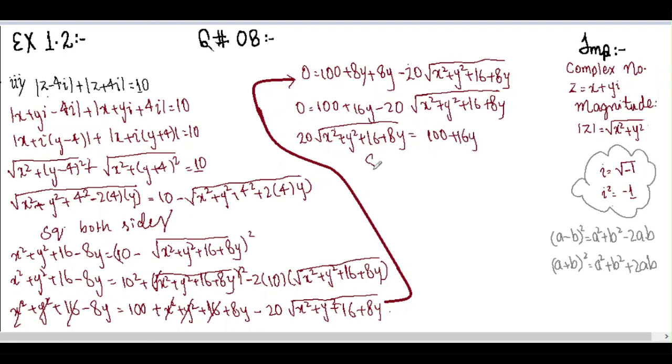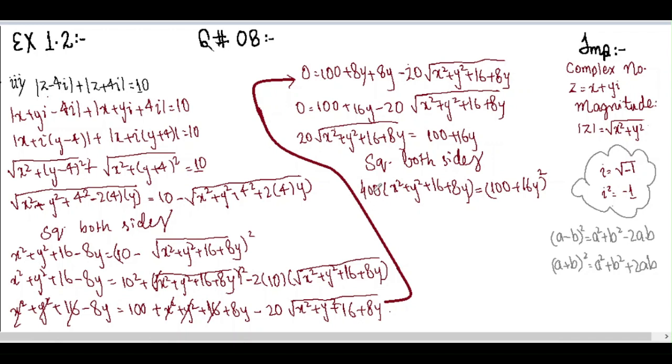Okay, now we are going to square both these sides to remove this square root. So squaring this, we'll also get 20 square into this square. So 20 square is 400 into, when we apply square on this term, the square and square root cancel, and we get x square plus y square plus 16 plus 8y equals 100 plus 16y whole square.